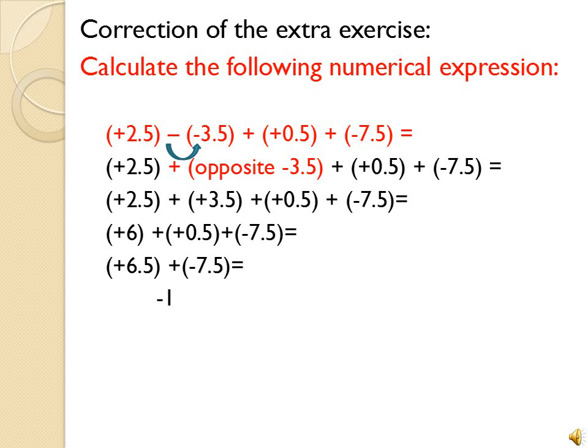So our first step, as we said in the previous video, is to look at the numerical expression and see if there is an opposite number, meaning the same number but with different signs. Here I have 2.5, 3.5, 0.5, 7.5, no number matches another. So I can't cancel any of these numbers, because I don't have an opposite number.